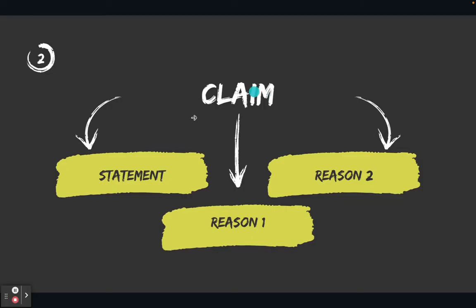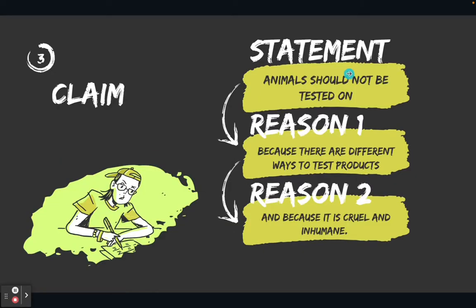A claim is just a statement with two reasons. In a regular SREE, we're just writing a statement with one reason. In this one, we are writing a statement plus two reasons. Remember, a statement and a reason are just one sentence, so a statement and two reasons is also just going to be one sentence total.